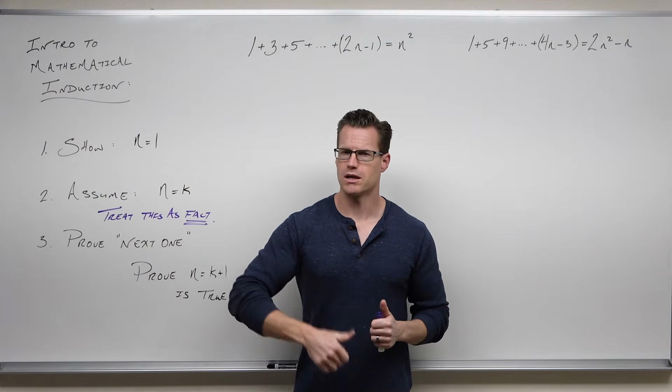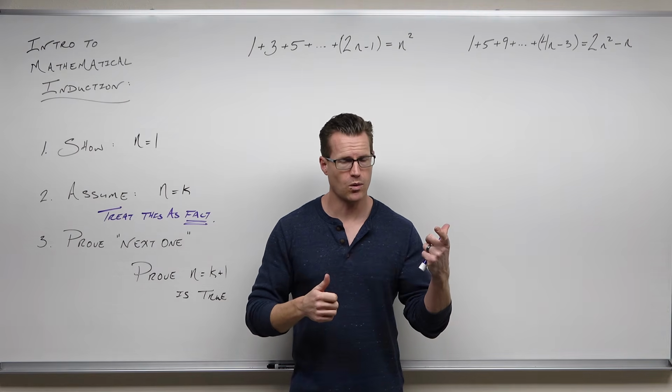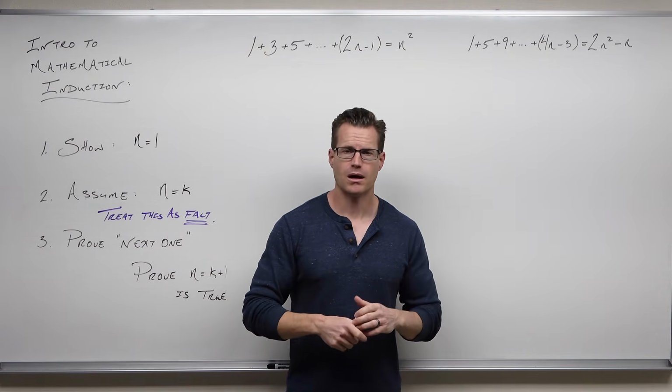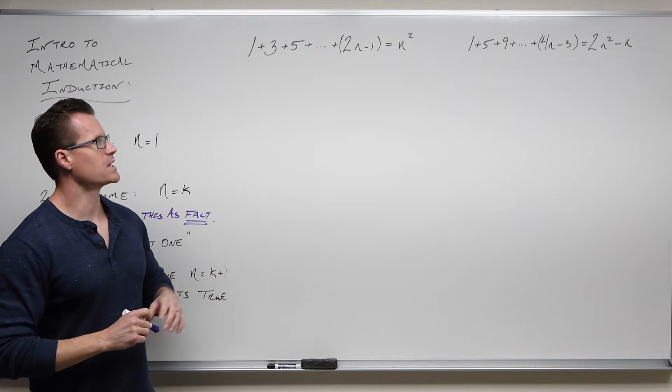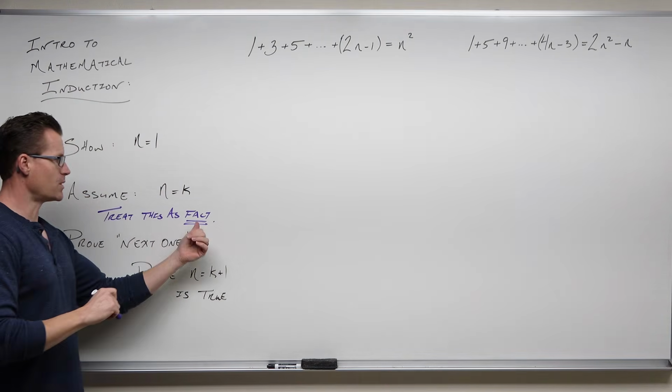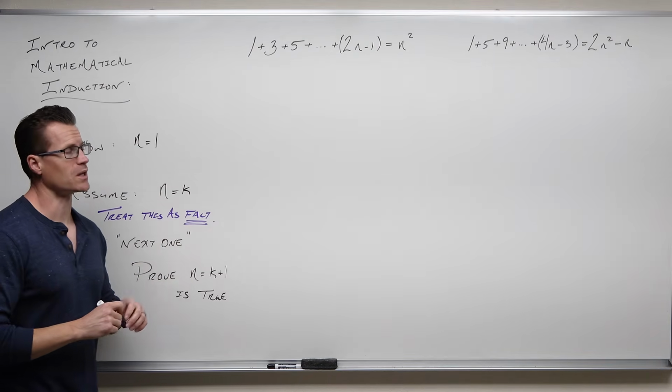There's no more to explain. You show first, you assume one more, and then you show the one after that. And that's how mathematical induction can be quickly summarized. So we're going to do 2 examples, and I'll show you exactly what I mean. This is probably the most important thing, is treating this assumption like fact.